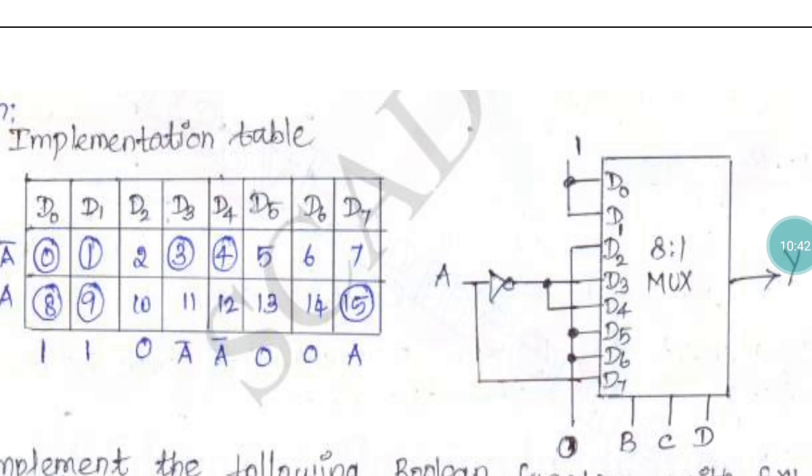So now we have implemented the given 4 variable function with the 8:1 multiplexer. The given problem is sigma m of minterms 0, 1, 3, 4, 8, 9, 15, and it is implemented in an 8:1 multiplexer. So we have implemented the 4 variable function with a 3 variable multiplexer. Thank you students.